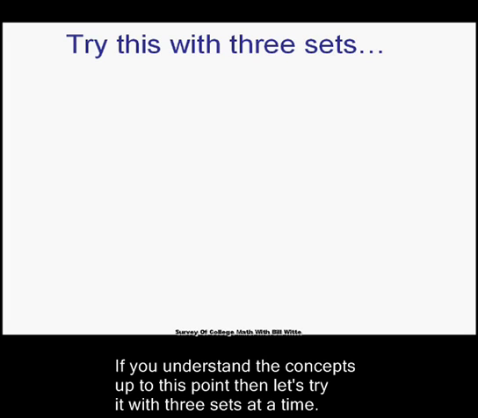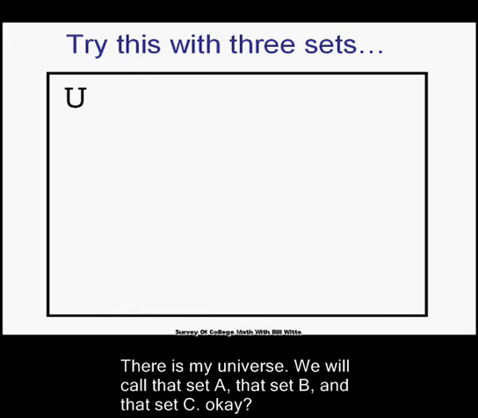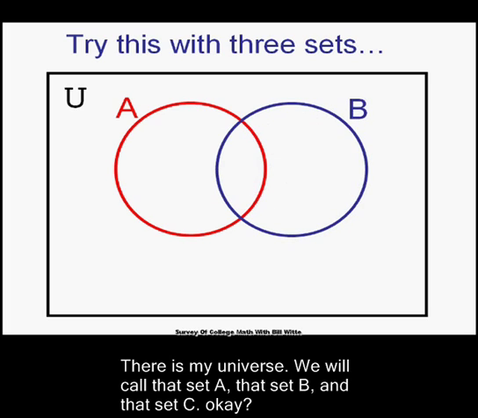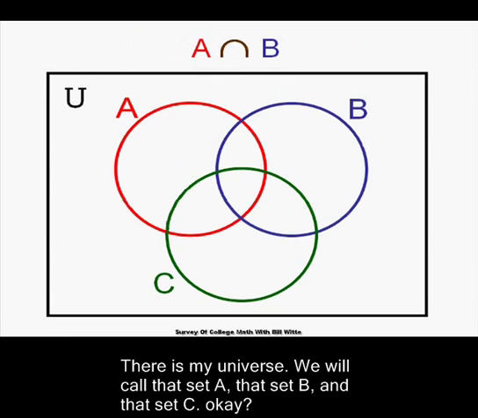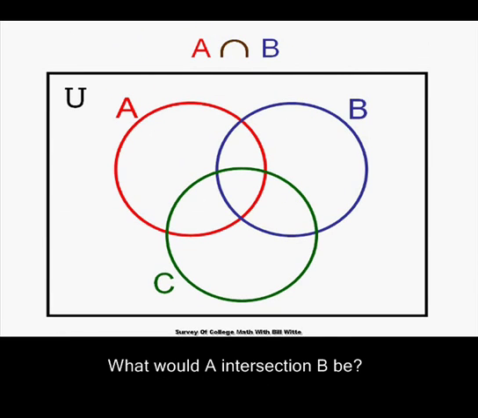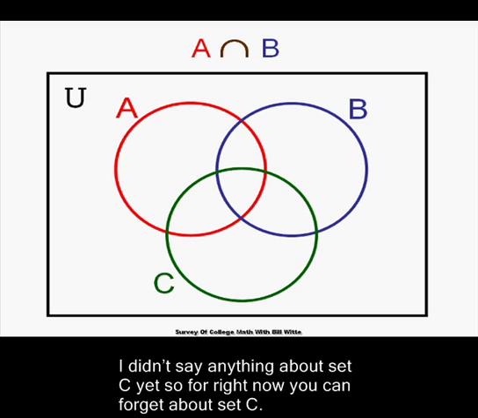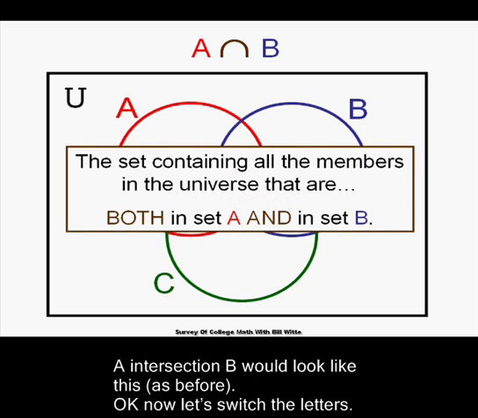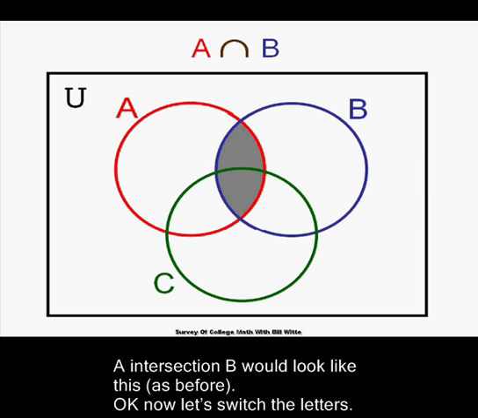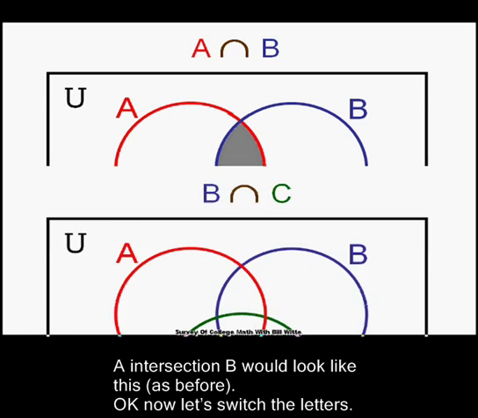Let's try it with three sets at a time. There's my universe. We'll call that set A, that set B, and that set C. Okay? What would A intersection B be? I didn't say anything about C, so for right now you can forget about C. Just A intersection B. Everything that's in A and also in B. Yeah, that's just the way it was before, isn't it? Okay, now we'll switch the letters.